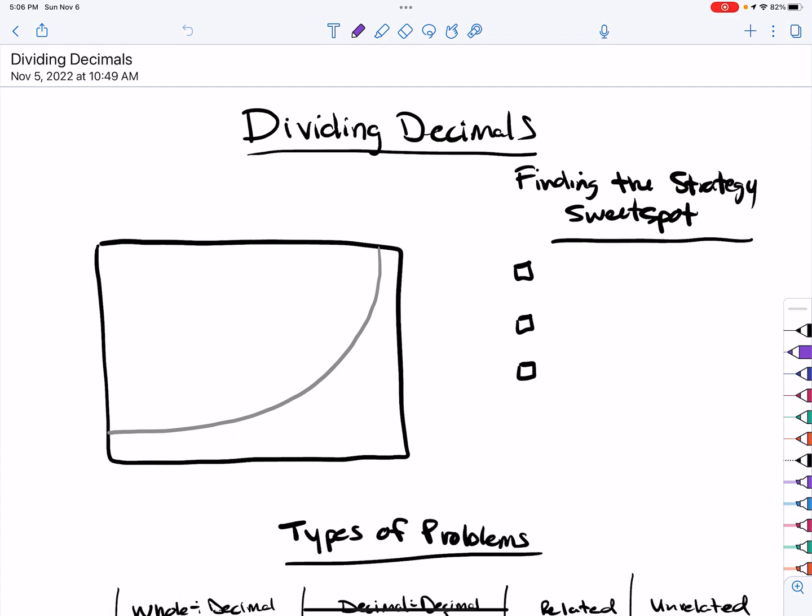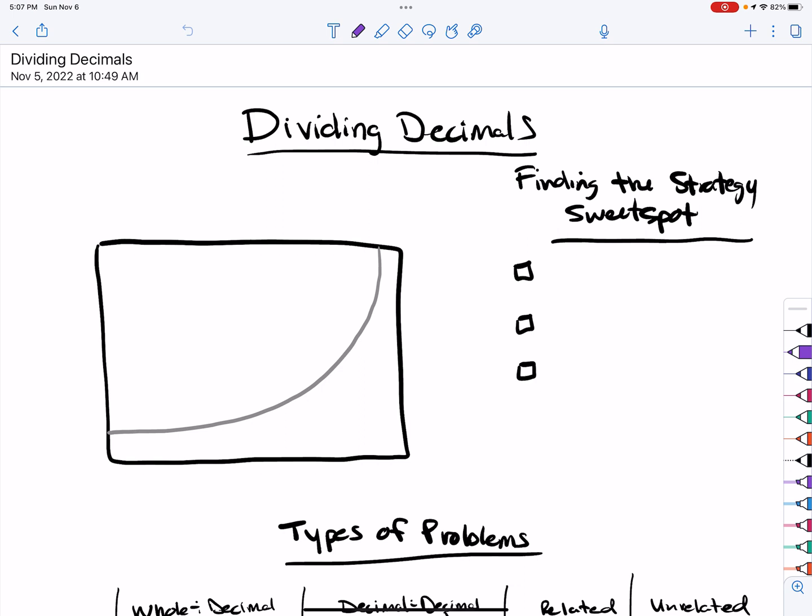Okay, in this video today, we are going to be looking at dividing decimals and make sure we find the right strategy for the right problem. So this video is going to be a bit of a doozy. I'm going to try to make it a little bit visual for how I'm deciding which strategy to use, and then we will move into actually looking at those different strategies.